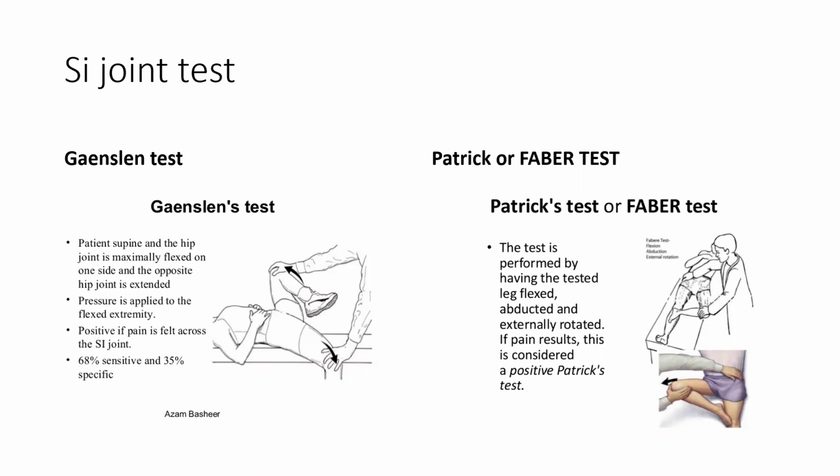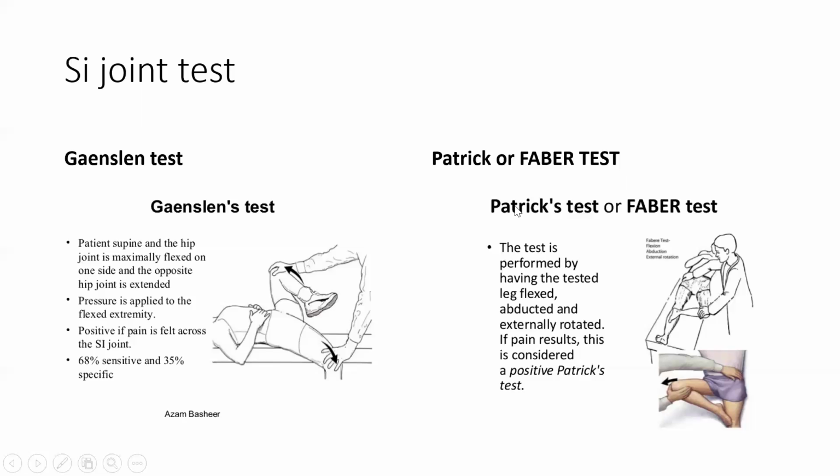So one is Gaenslen test. Gaenslen test में क्या करता है? You extend one of the legs. You hold this leg, and the other leg you flex. So there would be pain because, क्या होता है कि ये this side of femur head and sacroiliac joint is fixed. As soon as you start flexing, because of the flexing, the sacroiliac joint will start moving, and that will give you pain. So that is the Gaenslen test.